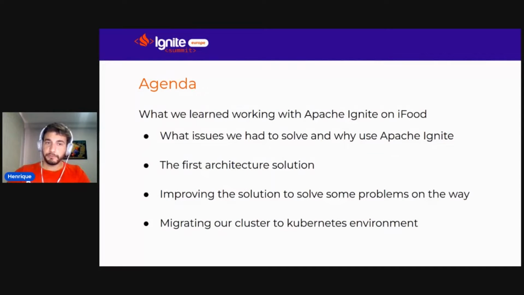About the agenda of this presentation, we are going to basically talk about our experience, the issues we had to solve and why we chose to use Apache Ignite, our first architecture solution that we came up with, and our journey with improving that solution and solving some problems along the way, and also our process of migrating our cluster to Kubernetes environment.